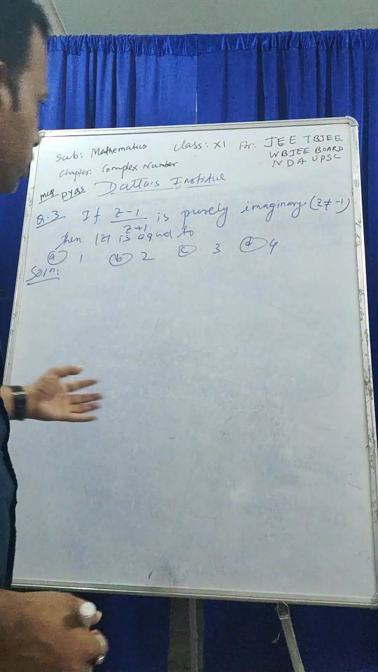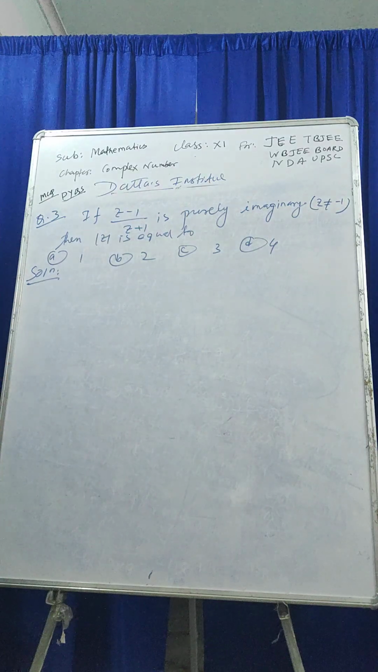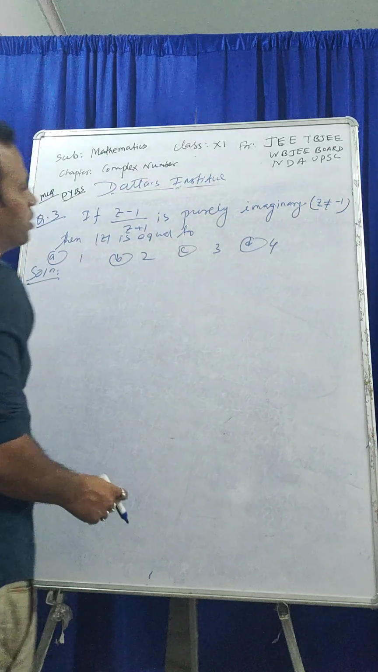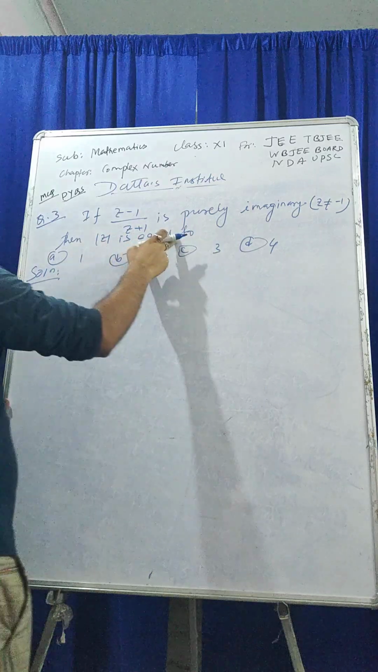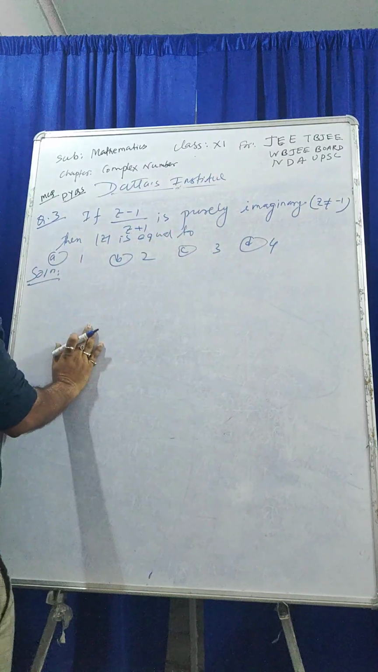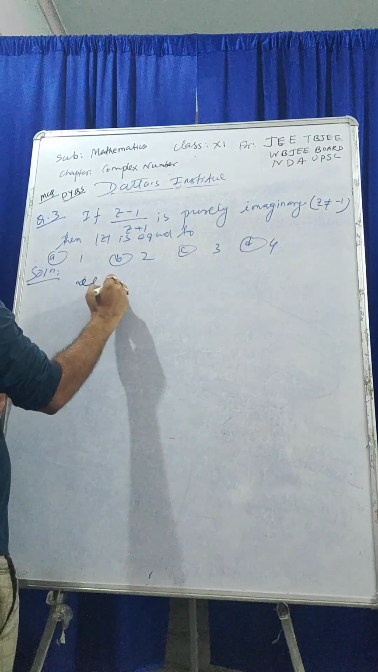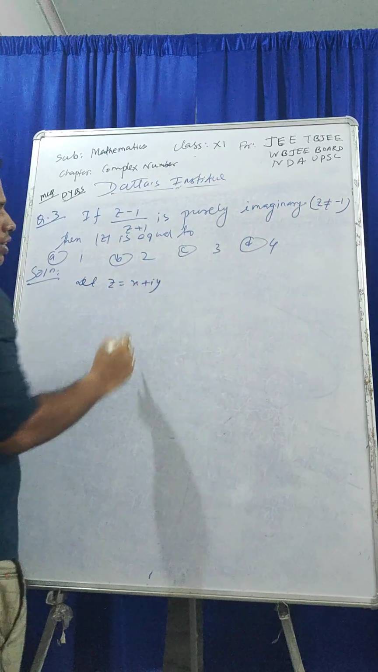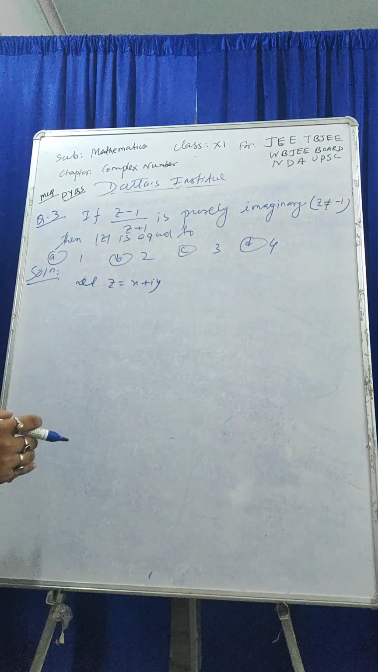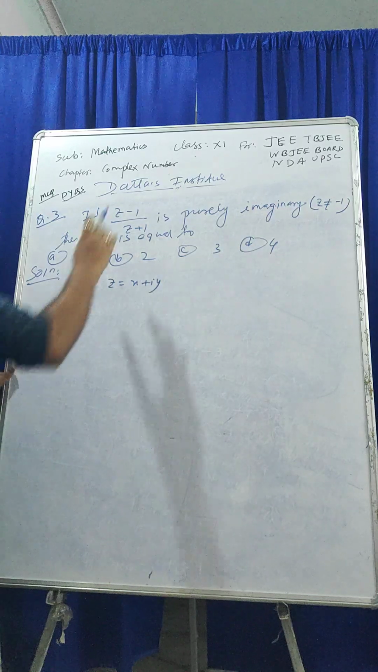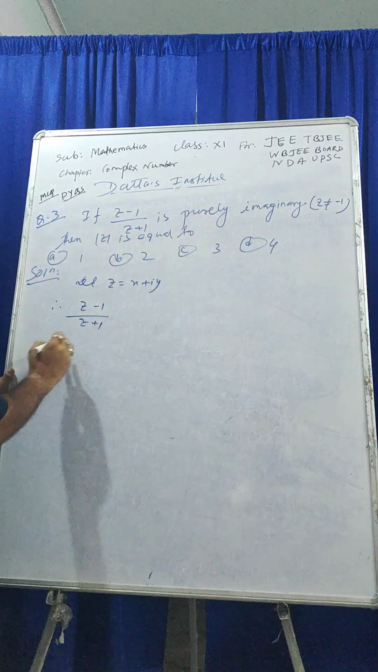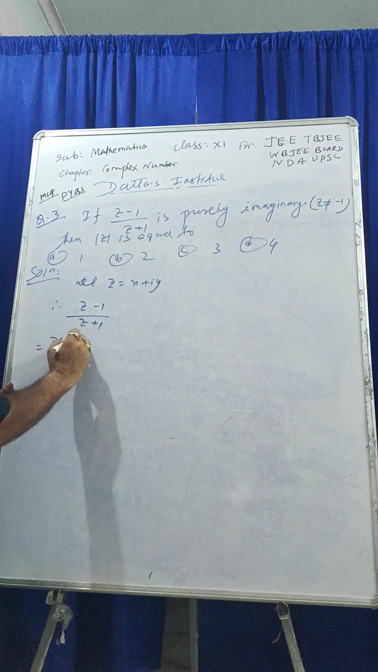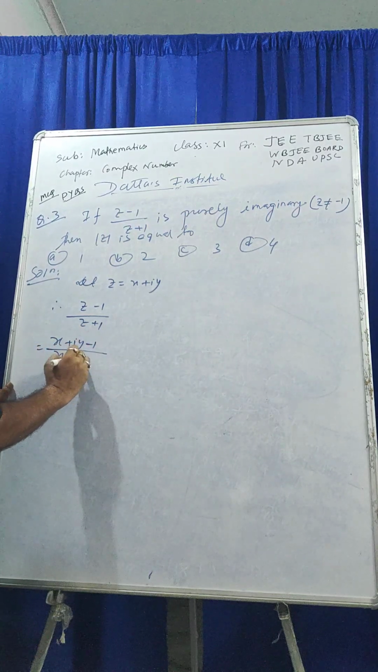So our next question is like that: if z minus 1 by z plus 1 is purely imaginary, where z is not equal to minus 1, then what is mod z? We have to find out. So here it is given purely imaginary. So let z is equal to x plus iy. Okay, I take a complex number z which is denoted by x plus iy. So now I take this part, z minus 1 by z plus 1. If I put this value here, x plus iy minus 1 by x plus iy plus 1.